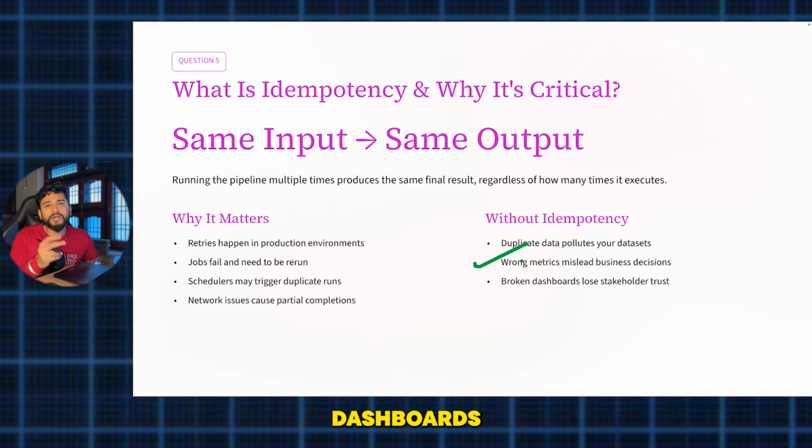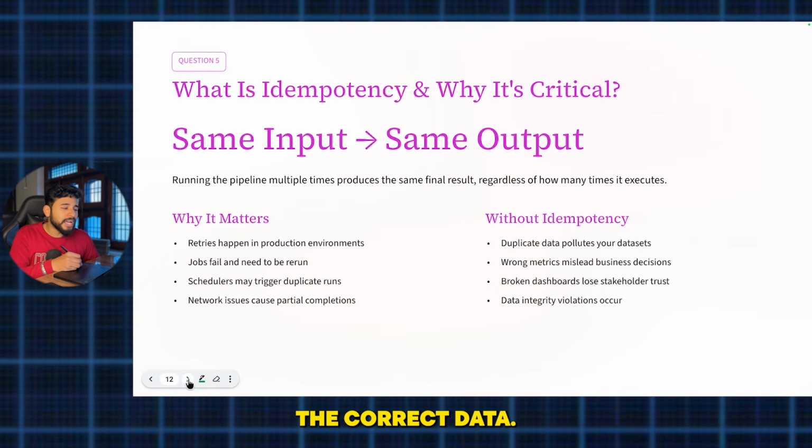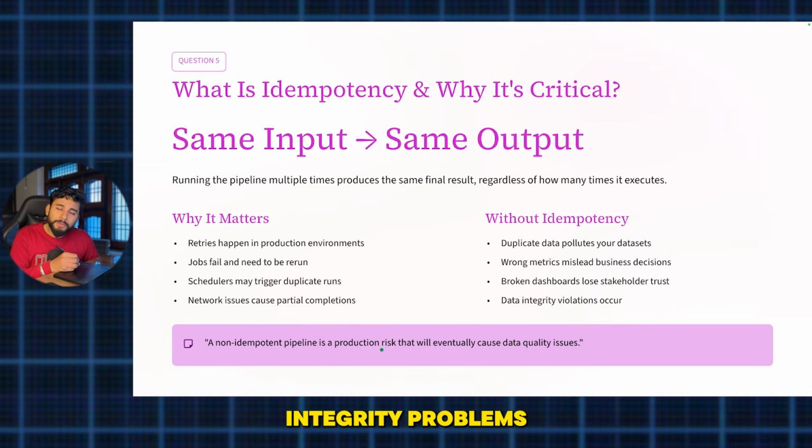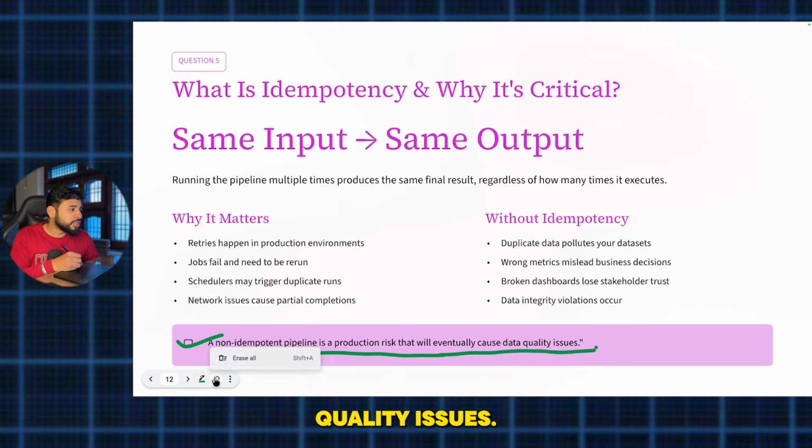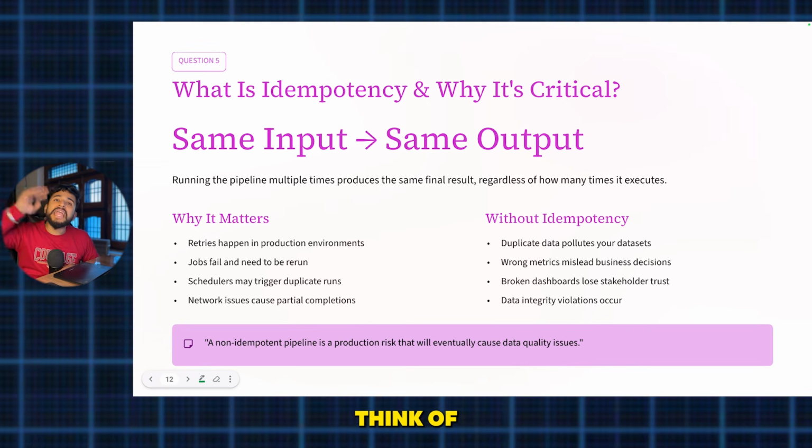Wrong metrics, your dashboards will be wrong, and eventually there will be business impacts. Broken dashboards will lead to stakeholders having trust issues if they do not see the correct data. So these kinds of data integrity problems can occur. That's why idempotency is very, very important. A non-idempotent pipeline is a production risk that will eventually cause data quality issues. That is how you have to think of the systems. Okay, so that is how it matters.